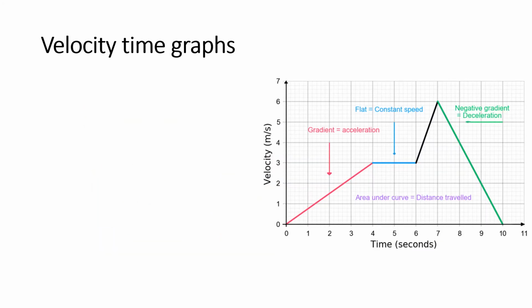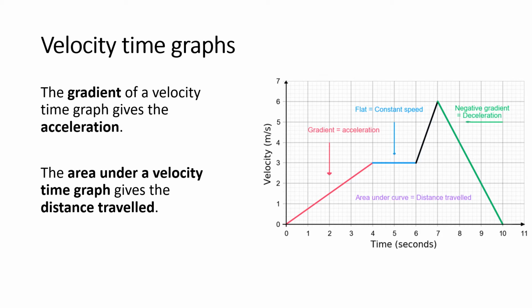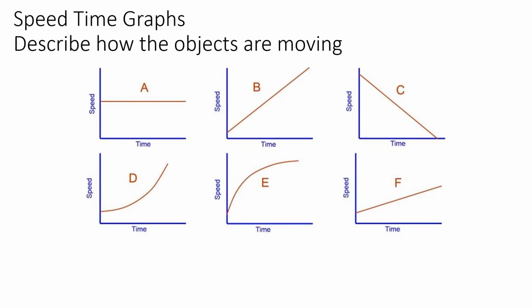Another way to draw a motion graph is to draw a velocity time graph. In this, there are two things we can find out. The gradient gives us the acceleration, and the area under a velocity time graph tells us the distance travelled. How are these objects moving? They're very similar to the diagrams we looked at a minute ago, but this time there is speed or velocity on the y-axis. So in A, the speed is not changing. This means it's going at constant speed.